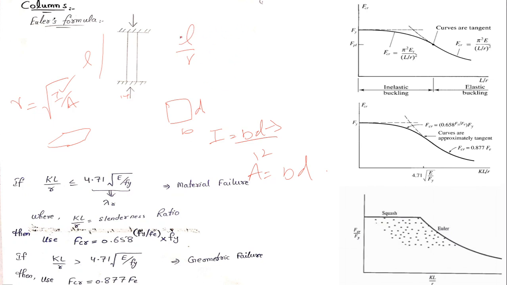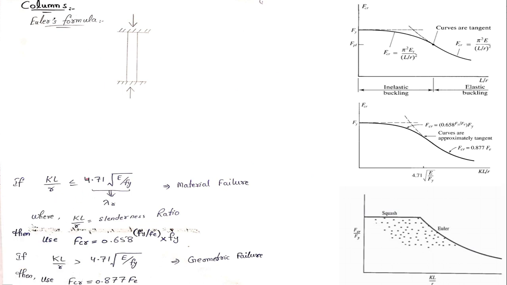I have to multiply the length with K as well. This is the support condition. For example, if both sides are hinged, then we use a K value equal to 1. There is a table for every type of support. First of all, you have to find the slenderness ratio, and you have to find this value as well. This parameter is lambda r. It is actually a boundary condition, equal to 4.71 square root of E by Fy.